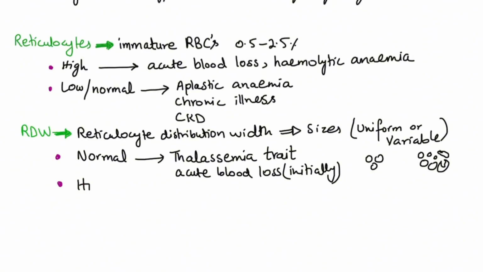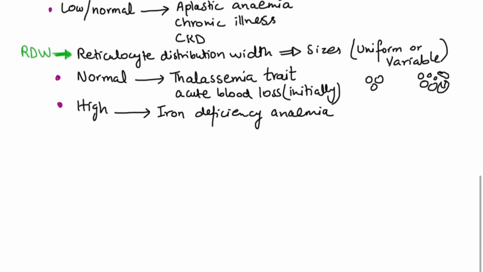So the next thing that could happen is it could be high. RDW can be high in iron deficiency anemia, and usually we can use RDW as a tool to differentiate between the thalassemia trait and iron deficiency anemia. Now let's combine the few parameters that we just discussed to see what kind of anemia it is.